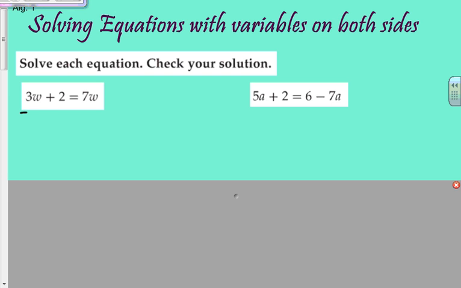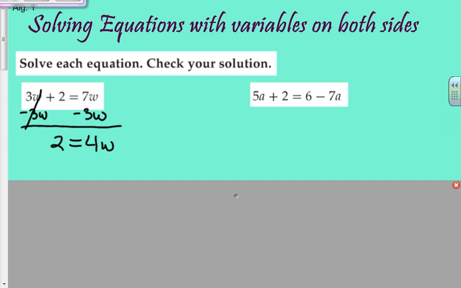So I'm going to choose to remove my 3w on this side and put it on the other side. So it's the opposite operation. I'm removing this entire group of 3w's to the other side. Cancel them out here, leaving 2. Equal sign drops down. And then I just work out my like terms. 7w's minus 3w's is 4w's.